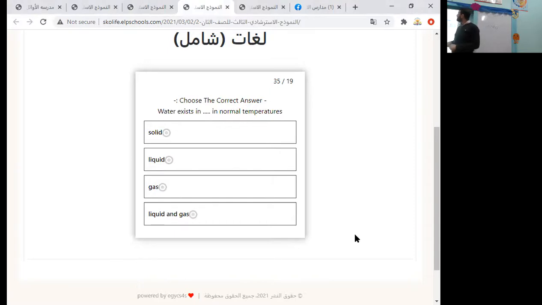Water exists in liquid form at normal temperature. As we know, water has three physical states: solid, liquid, and gas. In the liquid state, it is water, in the solid state, it is ice, and in the gaseous state, it is water vapor. But at normal temperature, water is present in liquid form. Yes.